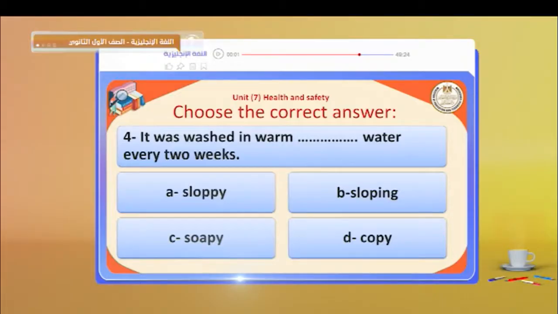Question number 4. It was washed in warm water every 2 weeks. The water which we clean with should contain soap. So we say it's soapy water. So here the adjective from soap is soapy. So what's soapy water? It means water which contains soap in order to clean with.